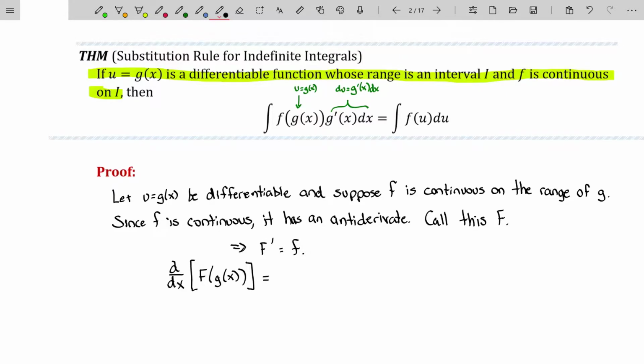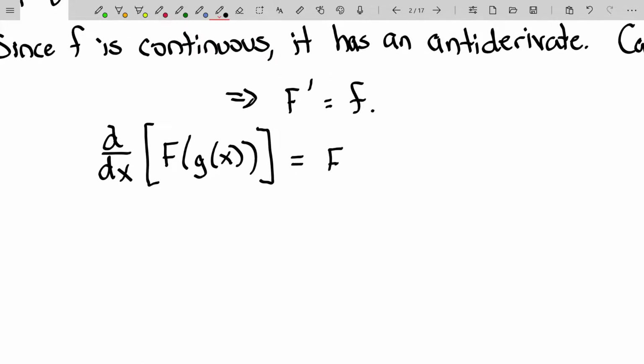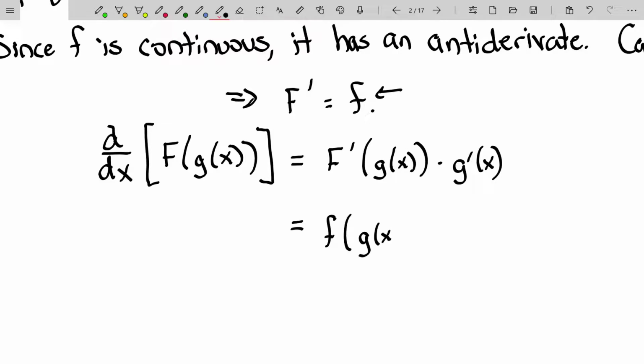Also, the derivative with respect to x of capital F of g of x, that composition, by the chain rule is going to be F prime of g of x times g prime of x. But we know that F prime, remember that notation, since capital F is the antiderivative of little f, the derivative of capital F can be replaced with little f. So this is the same thing as little f of g of x times g prime of x.